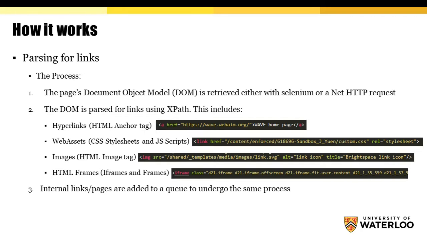This starts by retrieving the document object model, or DOM, of the home page, using either Selenium or NetHttp requests. The DOM is then parsed for links using XPath, which is a query that searches through the DOM for elements. These links include hyperlinks with the HTML anchor tag, web assets with the link or script tags, images with the IMG tag, and HTML frames with the iframe or frame tag. If a link is found that is an internal page, it's added to the queue to undergo the same process to be parsed for links.